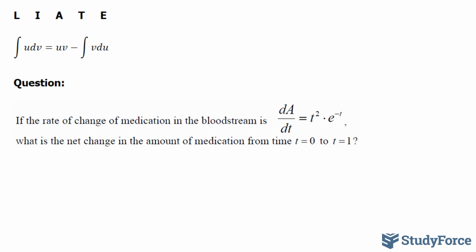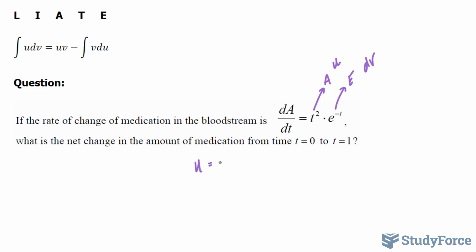So let's go ahead and assign our u and our dv here. Recall that this right here represents algebra and this right here represents exponentials. Take a look at the acronym LIATE. Exponential gets the least priority, therefore this will be assigned as dv and this will be assigned as u. So let's go ahead and do that.